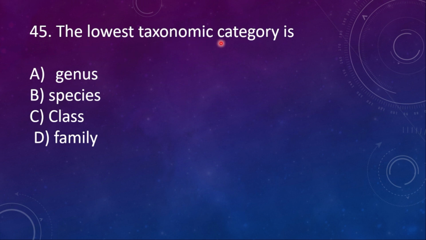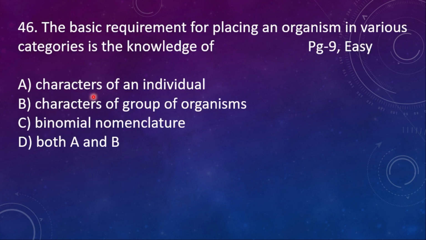The lowest taxonomic category is genus, species, class, or family? So the lowest one is species, and the highest one is kingdom.